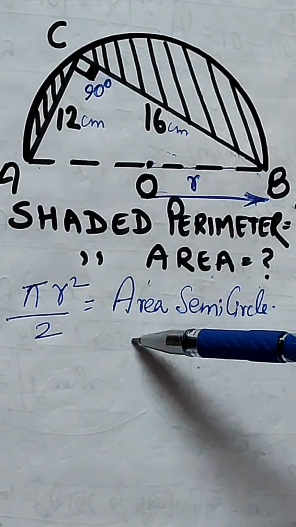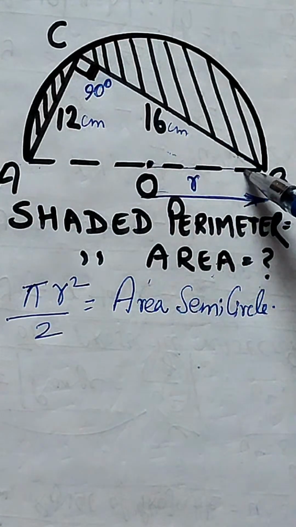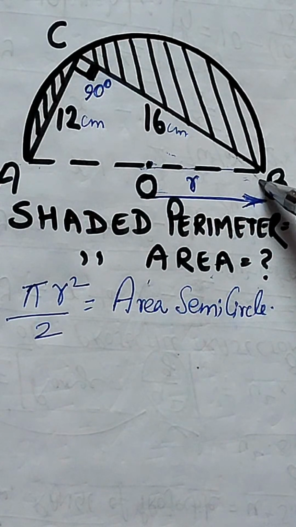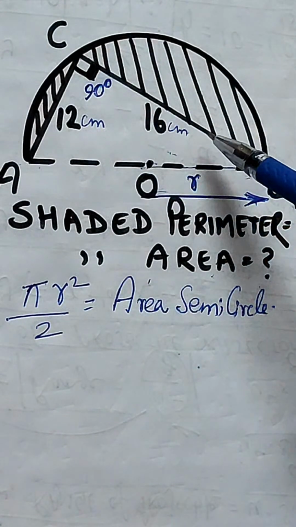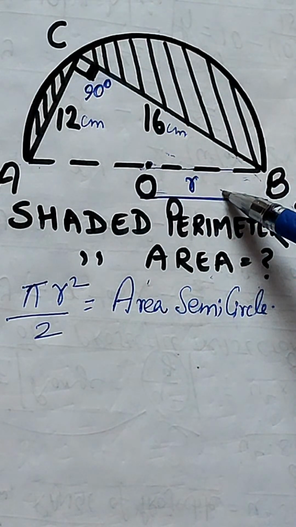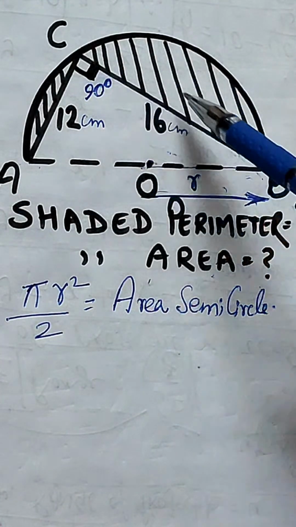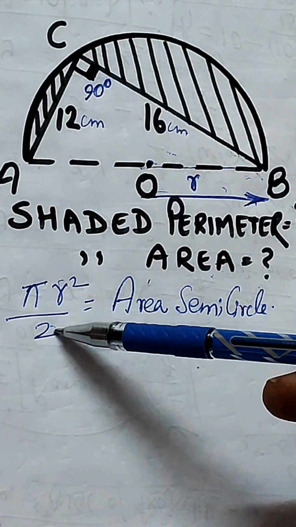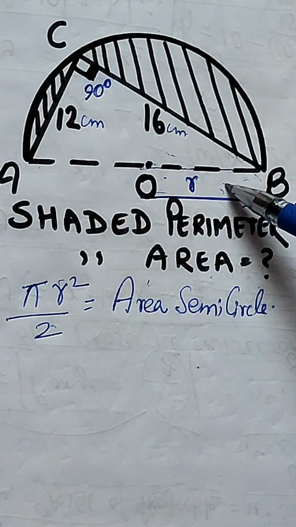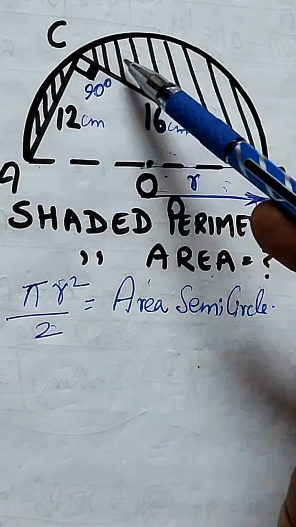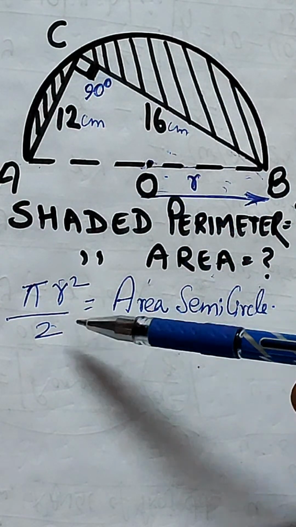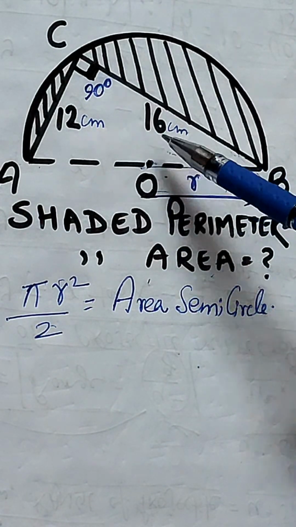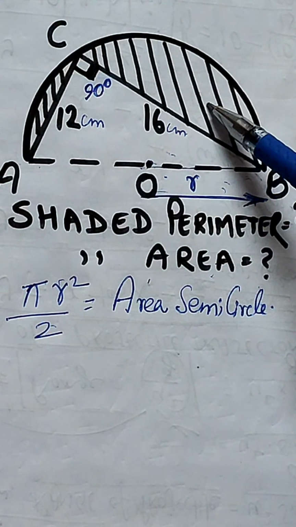But to calculate the area of the semicircle, we should know the radius of this semicircle. Without knowing the radius, we are not able to calculate the area of this semicircle, which is pi r square divided by 2. Now we will find out the radius of this semicircle. Thereafter, we will find the area of the semicircle, that is pi r square by 2, and from that area we will subtract the area of this triangle. Whatever area is left is the shaded area.